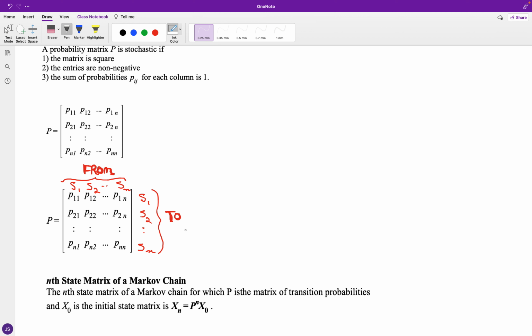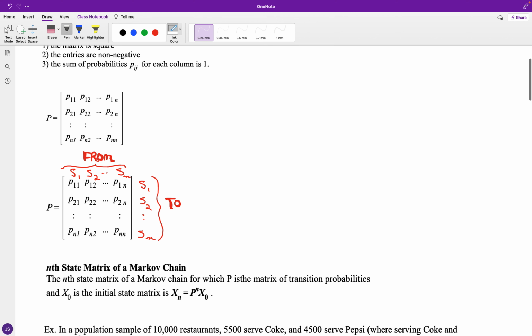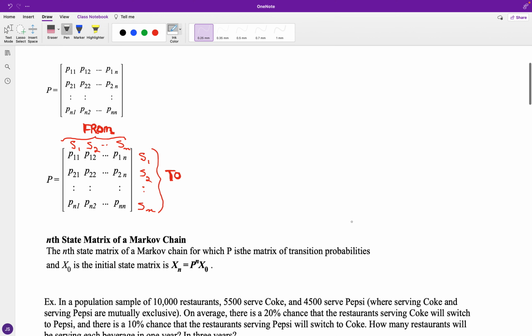And where Markov chains are concerned, we had this rule of thumb that the nth state of a Markov chain, for which P is the matrix of transition probabilities and uppercase X naught is the initial state matrix, is X of n equals P to the n times X naught. So again, X naught is the initial state matrix, and let's make sense of what the variables represent.